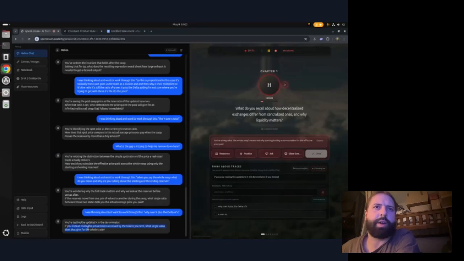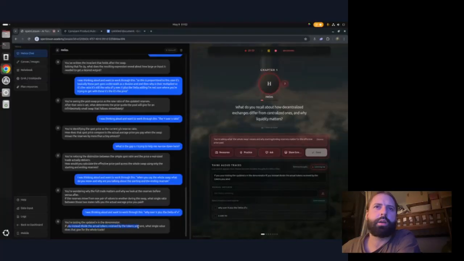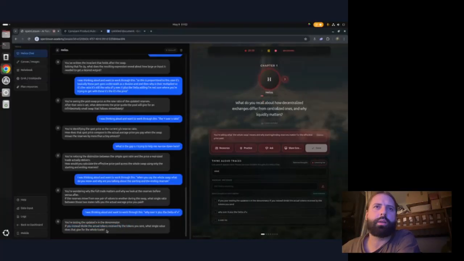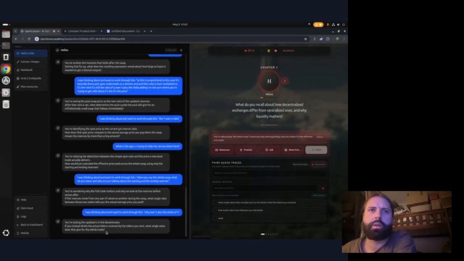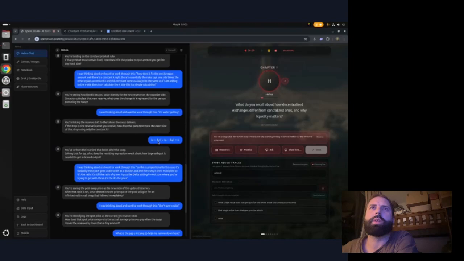If you instead divide the actual tokens received by the tokens you send, what single value does that give you for the whole trade? The tokens you received, the delta y, by the tokens you send. Wait, where was that?